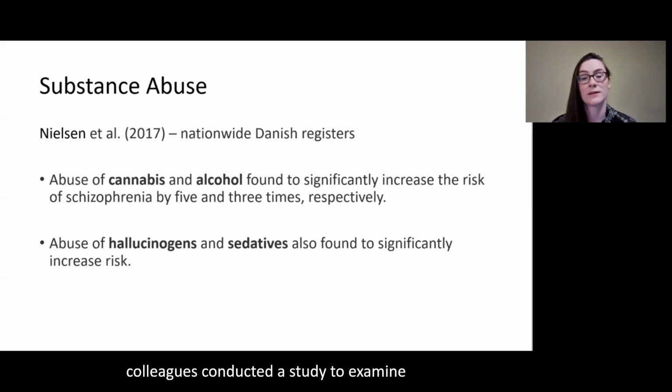Nielsen and colleagues conducted a study to examine the association between alcohol, cannabis use, and other illicit substance abuse and the risk of developing schizophrenia. To do so, they used the nationwide Danish registers. Since 1968, the Danish civil registration system has actually collected information on the whole Danish population in a database. And so the Danish registers allow for large-scale studies using the entire population.